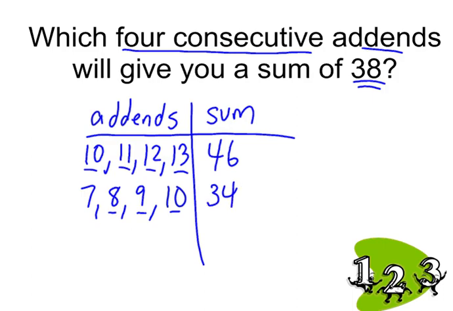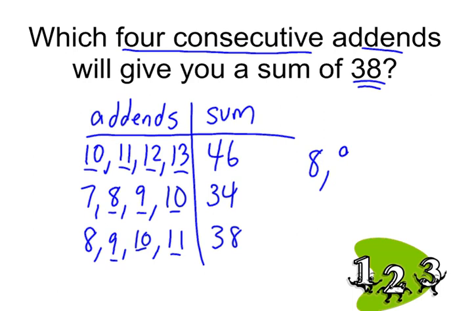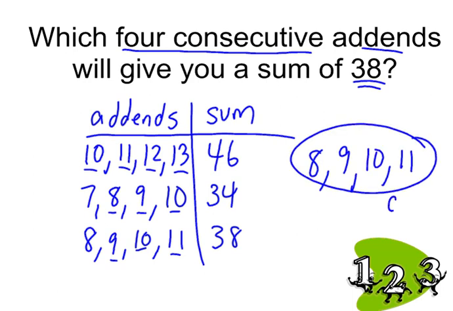Now that's too low. Why don't I start with 8, 9, 10, and 11? Now if I add the 9 and 11, I get 20, plus 10 would be 30, and 38. So there you go. The four consecutive addends would be 8, 9, 10, and 11. And I'm just going to circle that and put A and S for answer. So that's how you can use guess and check in solving a word problem.